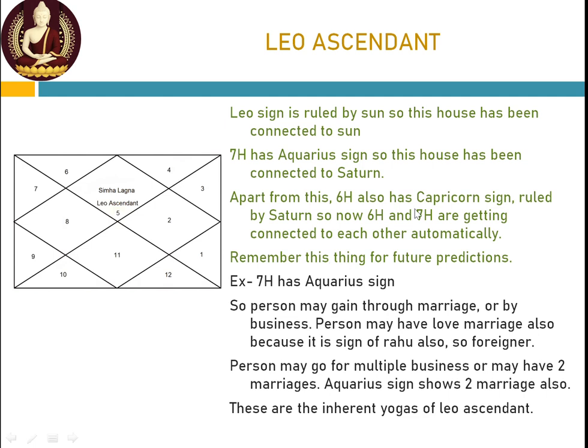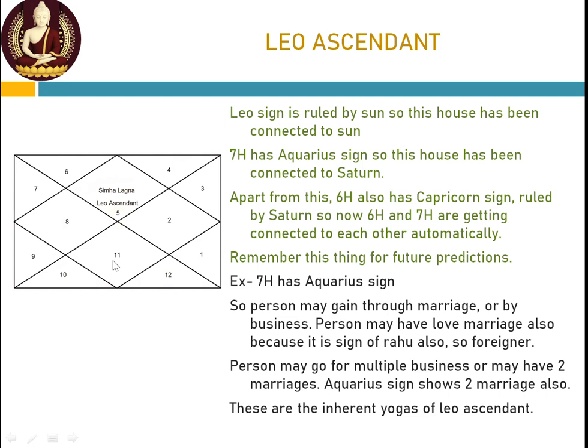Now suppose Leo ascendant is there. Leo is ruled by the sun. So this house already has been connected to the sun. Why? Because Leo sign is falling here. Now 7th house is called Aquarius sign. So Saturn has been connected to the 7th house.